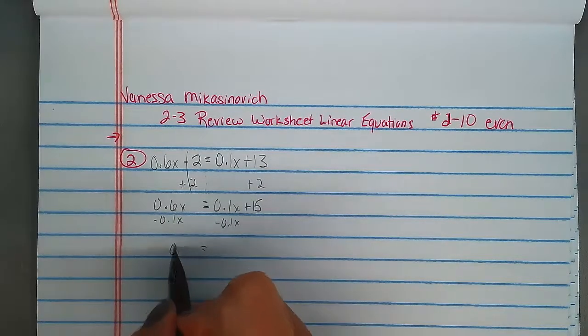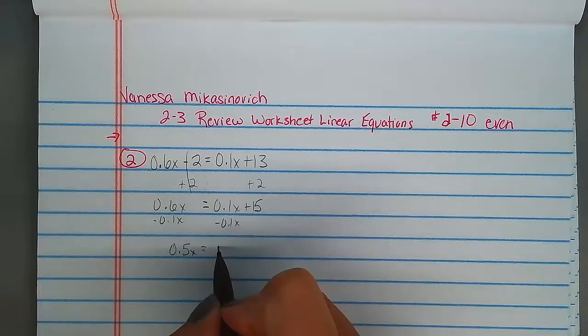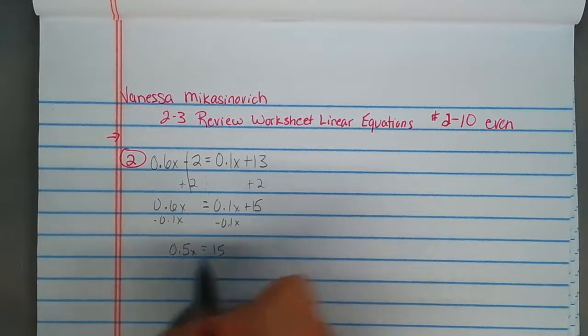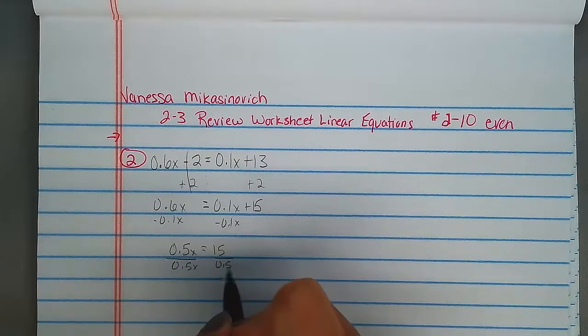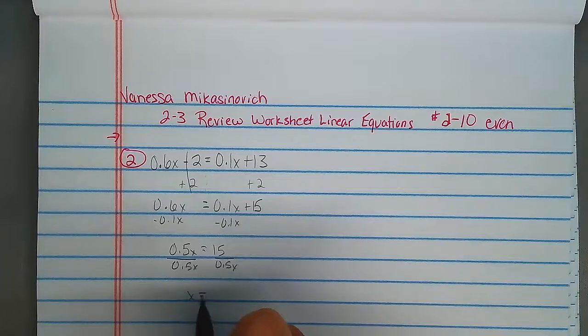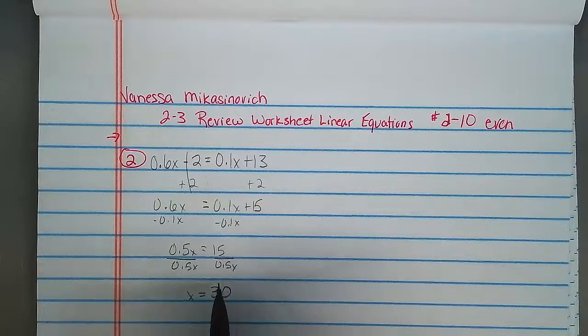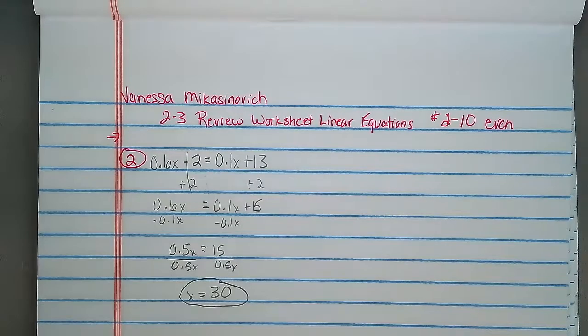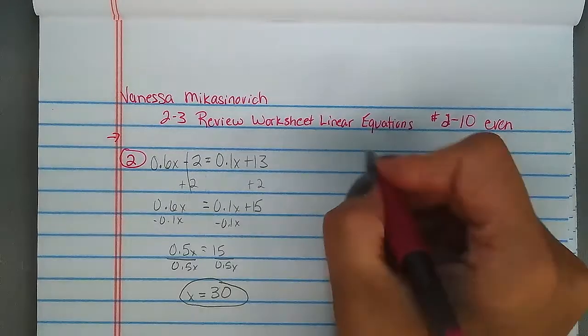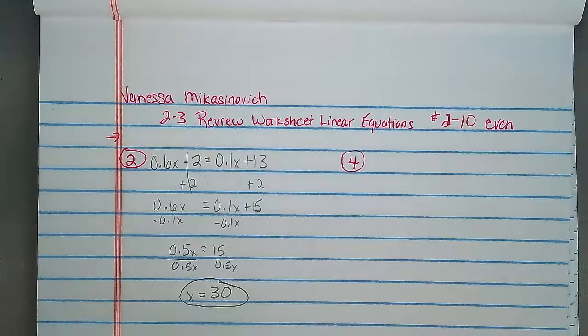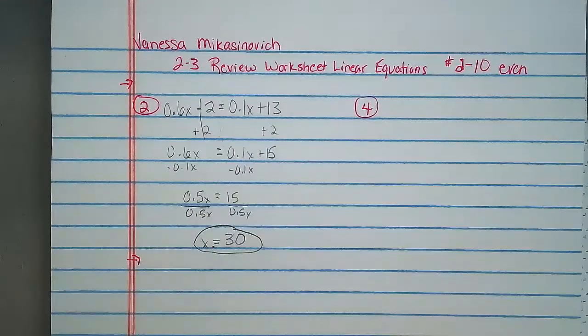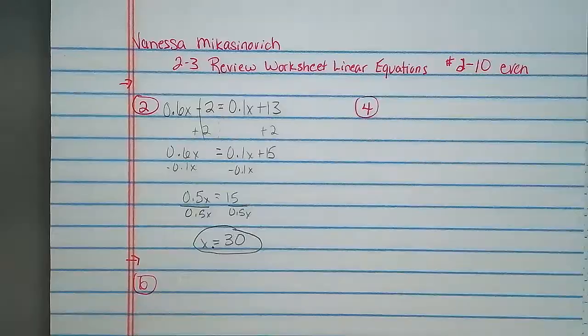So this is going to be 0.5x. This is going to be 15. Okay. Here's my answer. I'm going to circle it, and then I'm going to move on to number 4 and continue in the same fashion. Let's say this is my longest problem. I will skip this space and start again with my third problem.